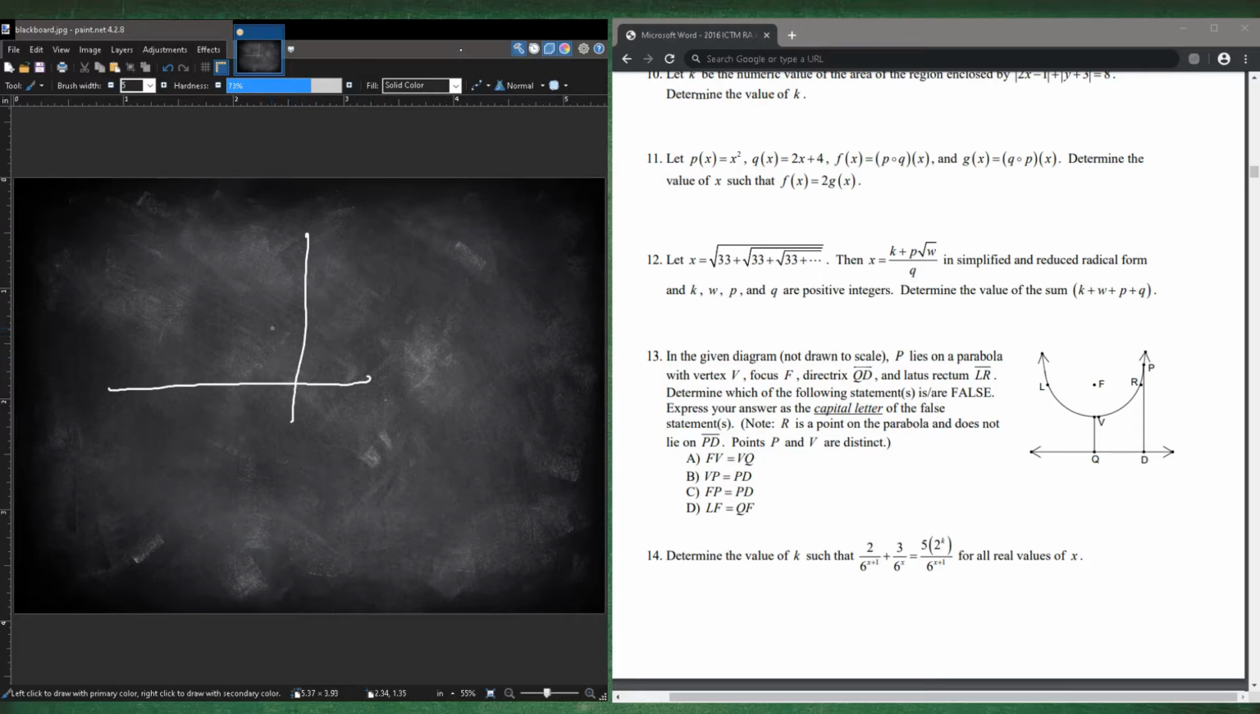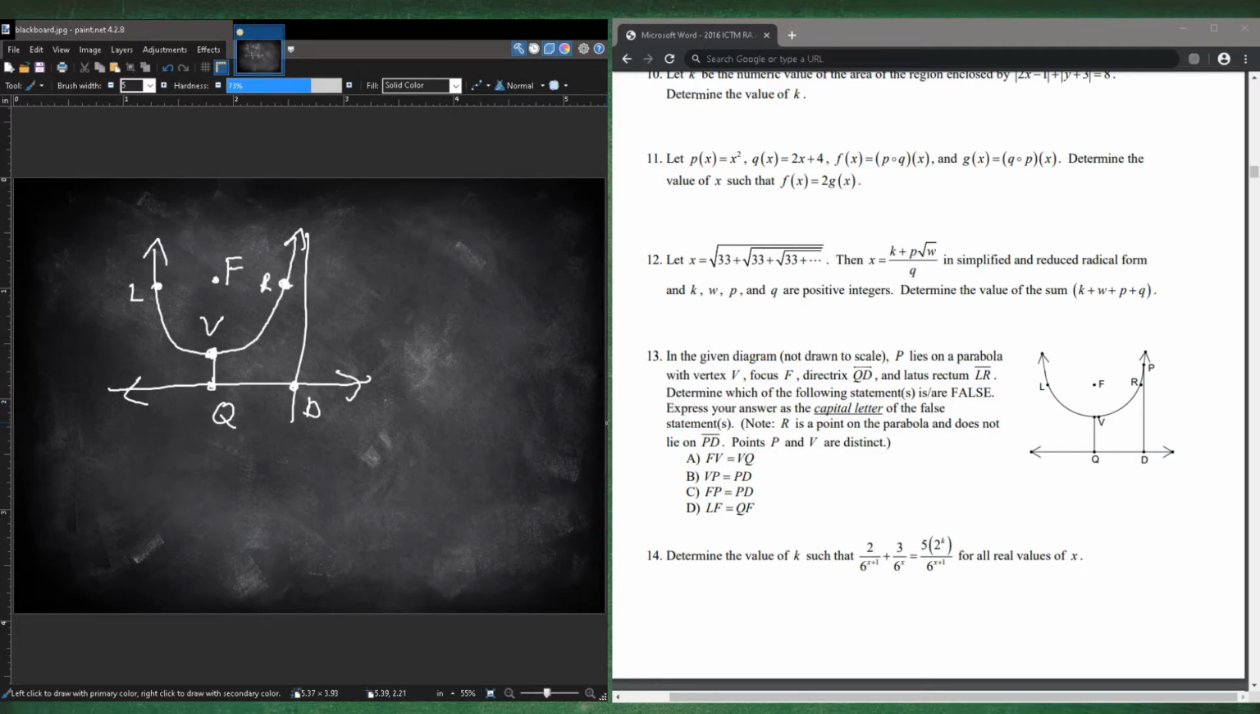So conics are parabolas, circles, ellipses, or hyperbolas, right? So look something like this. I'm not the best artist, so let's still make it kind of nice-ish. So something like this, and just say this is V, this is Q, this is line QD, right? Line QD, that's our directrix. Our focus is right here, and our latus rectum, which is L right here and R right here. Okay, so which one is false?